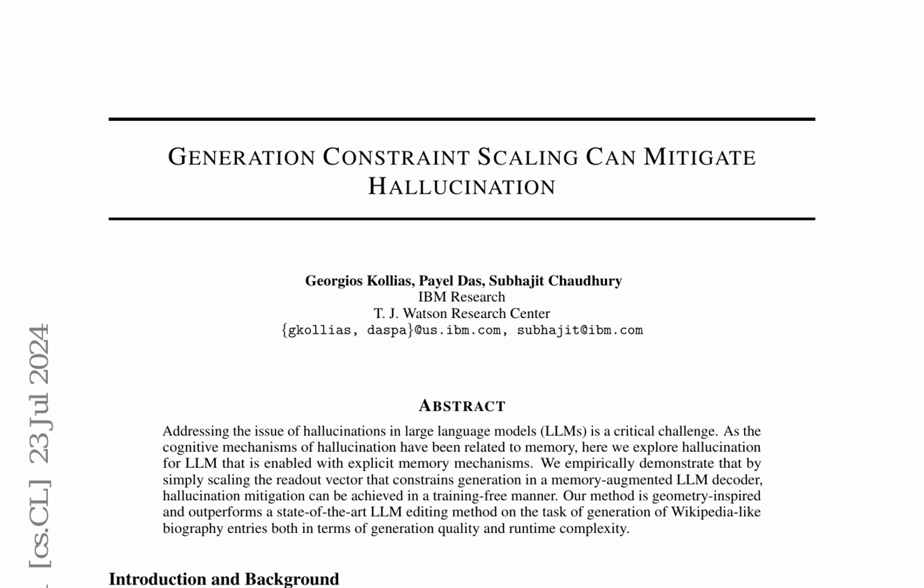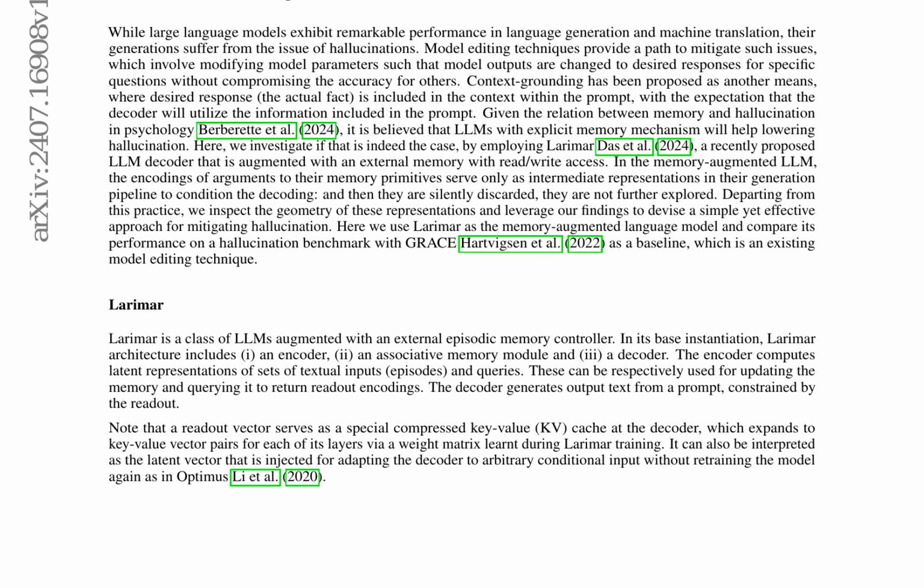The authors investigate whether large language models with explicit memory mechanisms can help lower hallucination, using Larimar, a recently proposed language model decoder augmented with an external memory with read-write access. Larimar's architecture includes an encoder, an associative memory module, and a decoder. The encoder computes latent representations of sets of textual inputs and queries, which are used for updating the memory and querying it to return readout encodings. The decoder generates output text from a prompt, constrained by the readout.